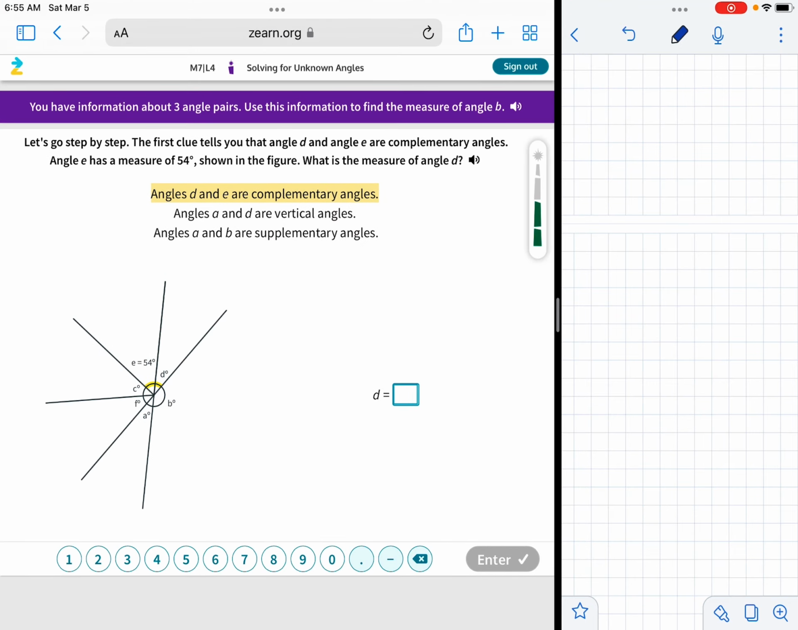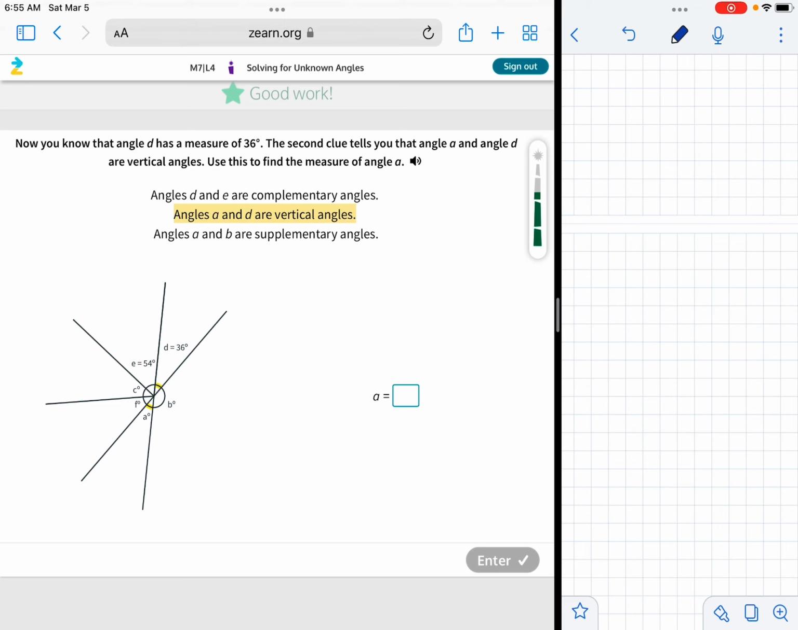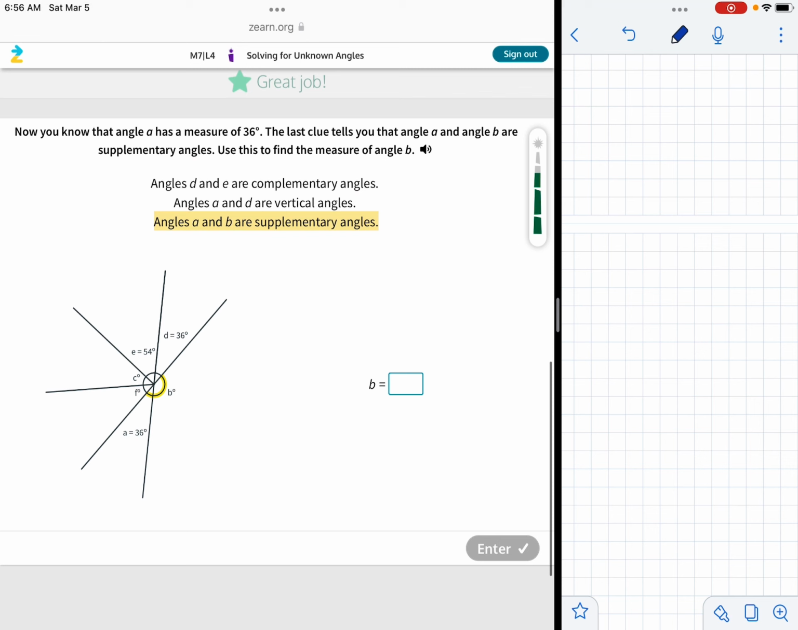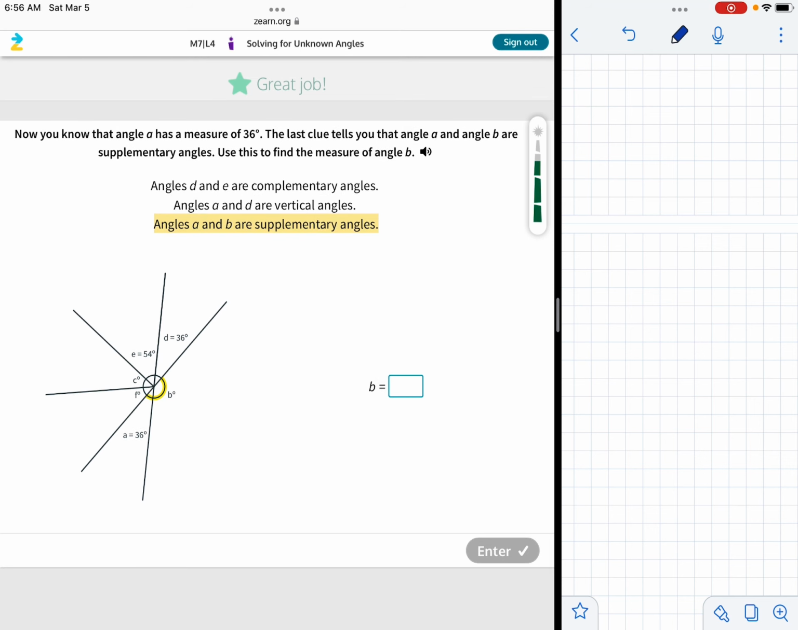A and D are vertical, so that means they're the same. So if A or D is 36, A would also be 36. A and B are supplementary, meaning 180. So we know 180 minus 36 right here would make that straight line. So then we do 180 minus 30 is 150. 150 minus 6 is 144.